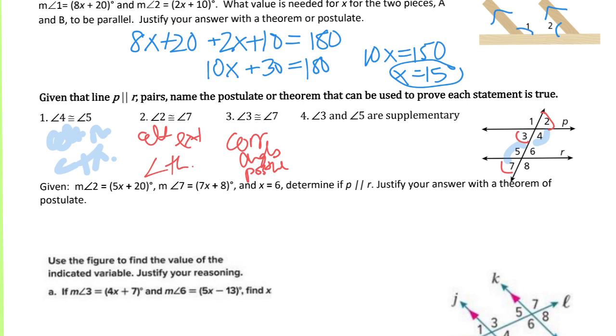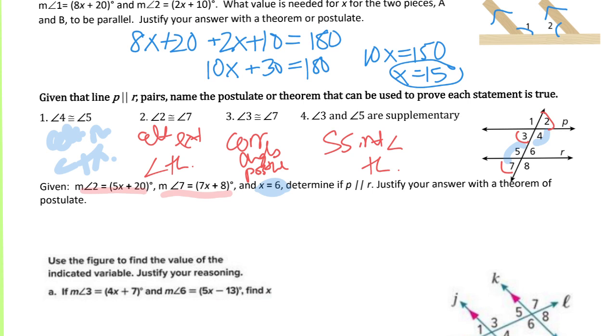Why would 3 and 5 be supplementary? That'd be same side interior angles theorem. Okay, so just working through. So looking at the upper diagram, if you say measure of angle 2 is 5x plus 20, and measure of angle 7 is 7x plus 8, and then also if x equals 6, the question is, would P and R be parallel to each other?